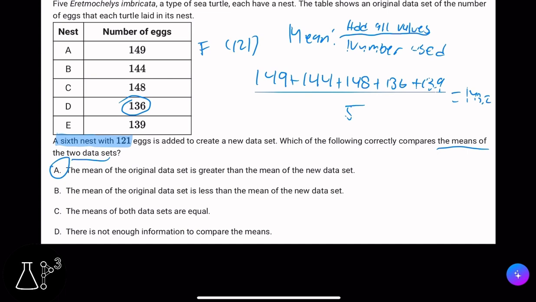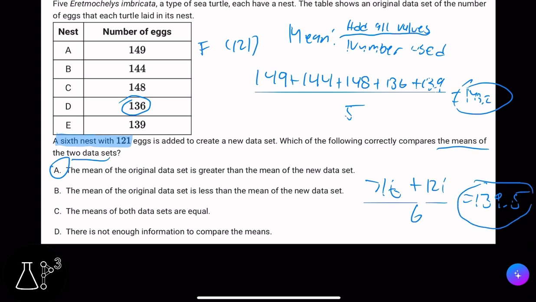And if you find the one for the new data set, it's going to be 716, the numbers that we add up together, and then plus 121, divided by 6. Let me get that same number group really quickly: plus 136, plus 121, and then divided by 6. We're going to get a mean of 139.5. As we can see, the mean of the original data set is greater than the new data set, therefore my answer is A. So it does correspond.